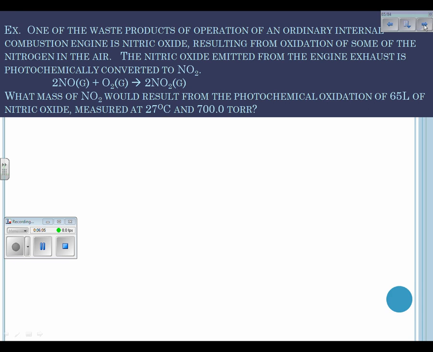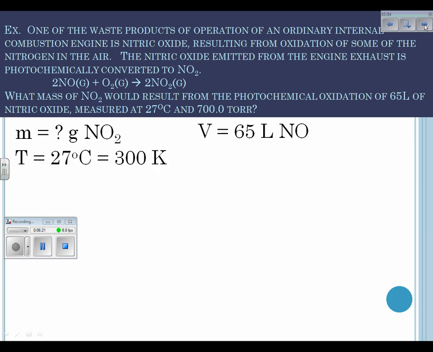Okay, so for all the information that I'm given in the problem, I want to find the mass of NO2. But I'm given information about my reactant of NO. So I've got 65 liters of NO, or nitric oxide. I've got a temperature of 27 degrees Celsius, which I have to convert to Kelvin. So that's 300. And then I have 700 torr, which needs to be converted to atmospheres.